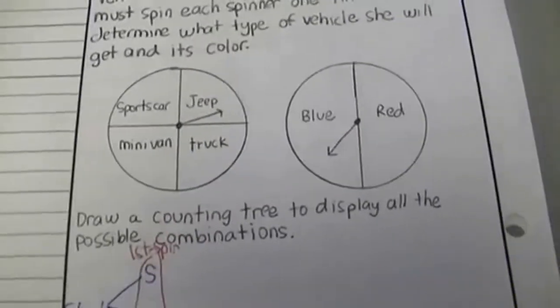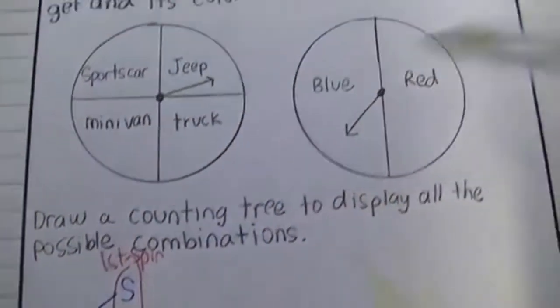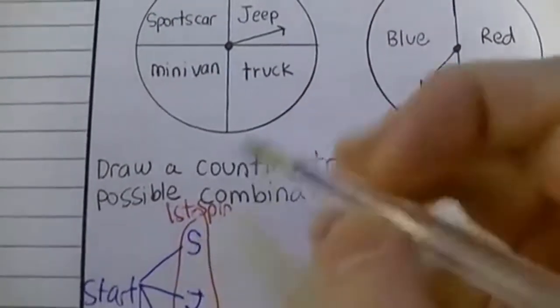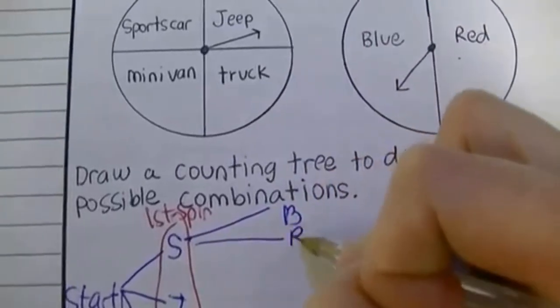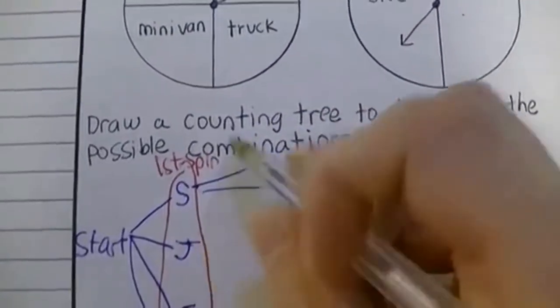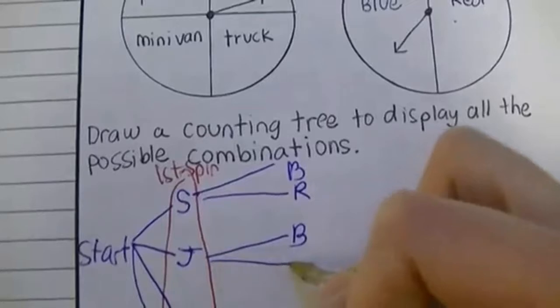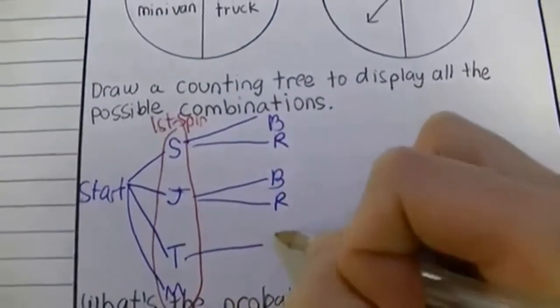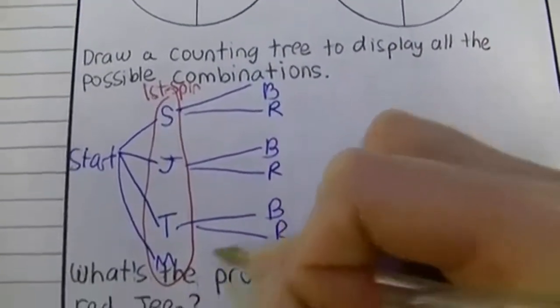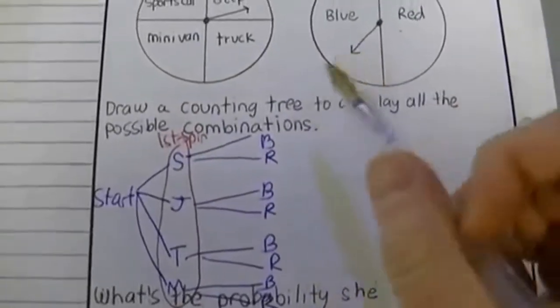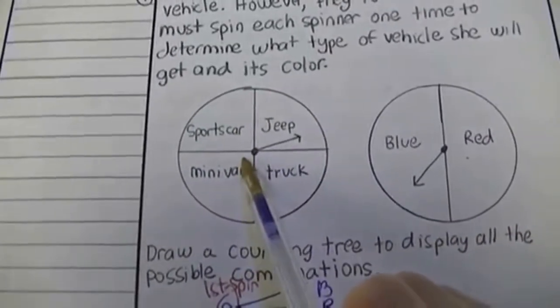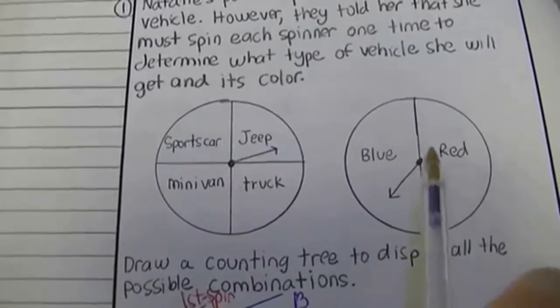And then the second spin, the possibilities that she can land on are blue or red. So if she landed on sports car first, the second spin she can land on blue or red. If she landed on the Jeep first in the first spinner, she can land on blue and red on the second spinner. The truck first, she can land on blue or red on the second one, and same for here with the minivan. These are called independent events because whatever happened here doesn't determine what's going to happen here, okay? They're both independent of each other.